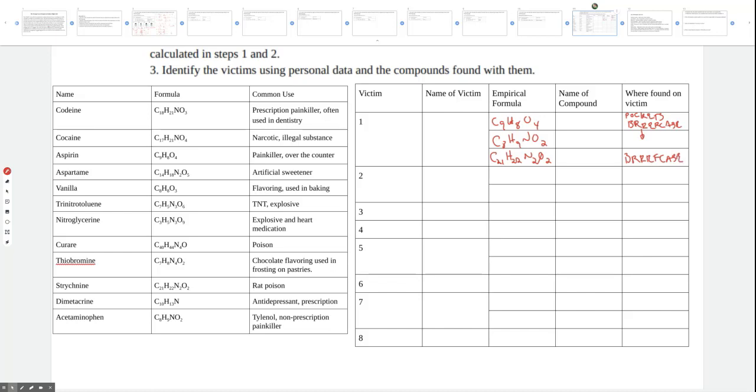All right, so what are these compounds? Well, let's take a look at the chart. C9H8O4. That's right here. That's aspirin. All right. C8H9NO2 is acetaminophen. And then C21H22N2O2 is strychnine.